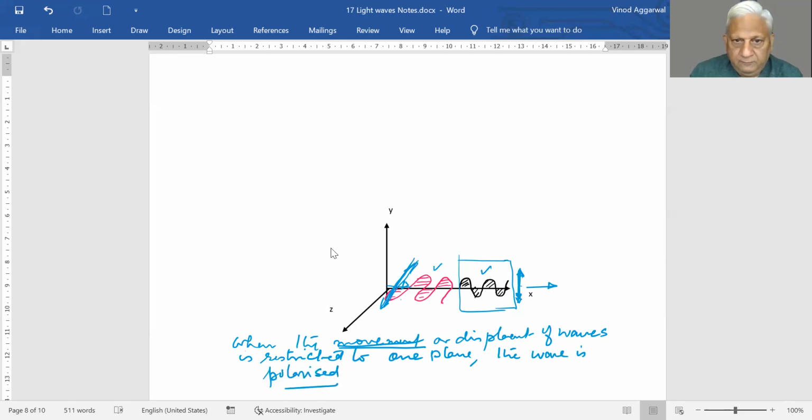For example, for this wave, there is no movement in any direction other than up and down, this way, which means in XY direction. This is moving only in XY direction. There is no component which is moving perpendicular to this. That means no component in Z direction. So such waves we call as polarized wave.